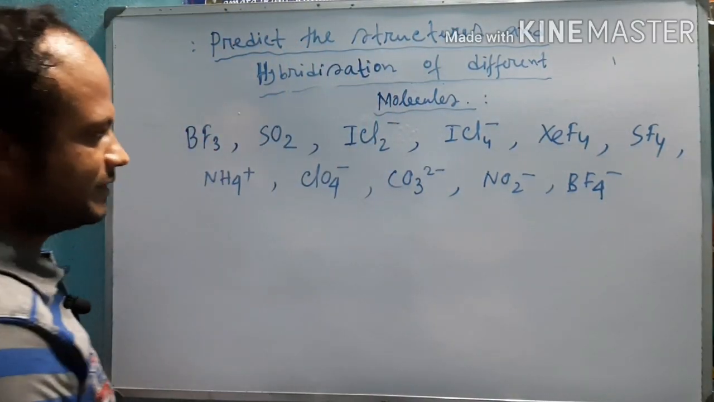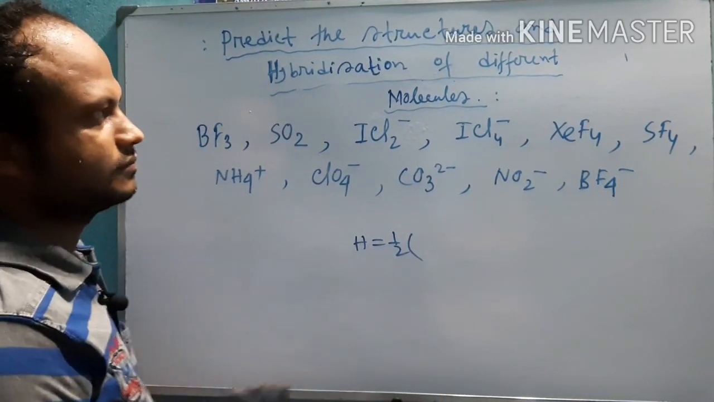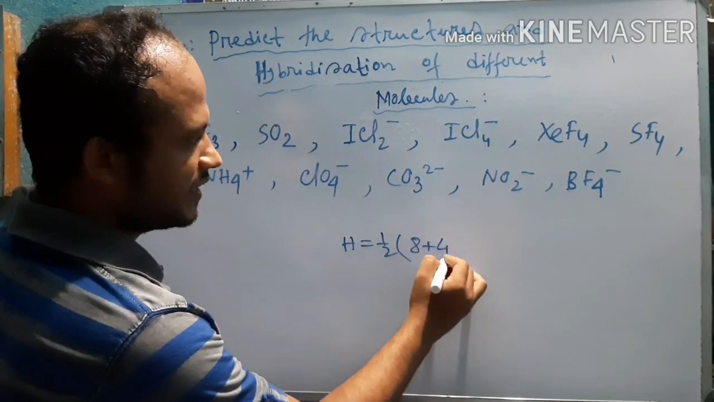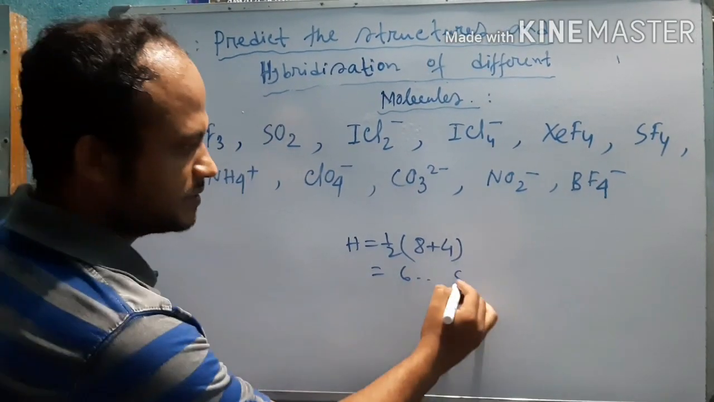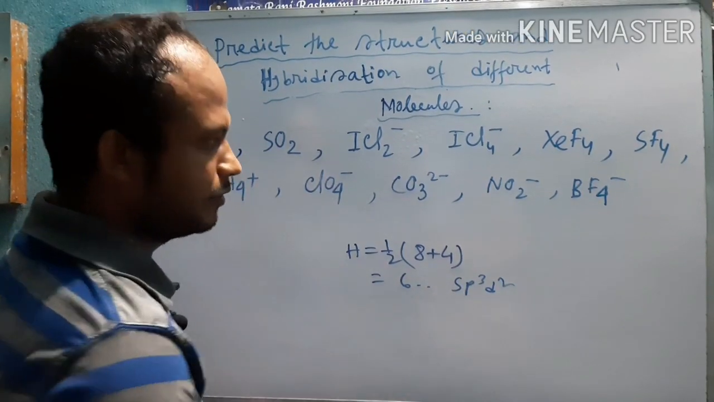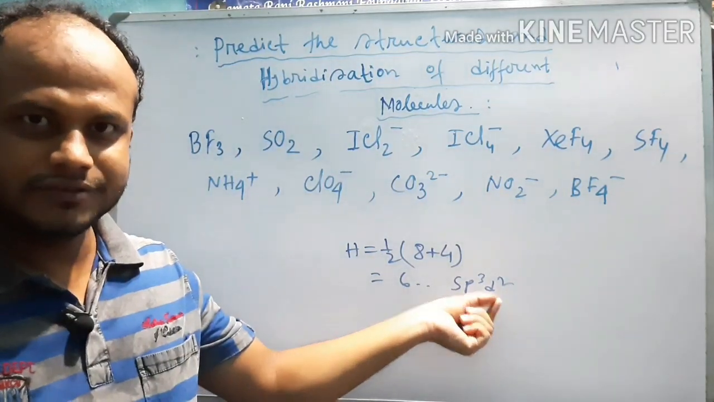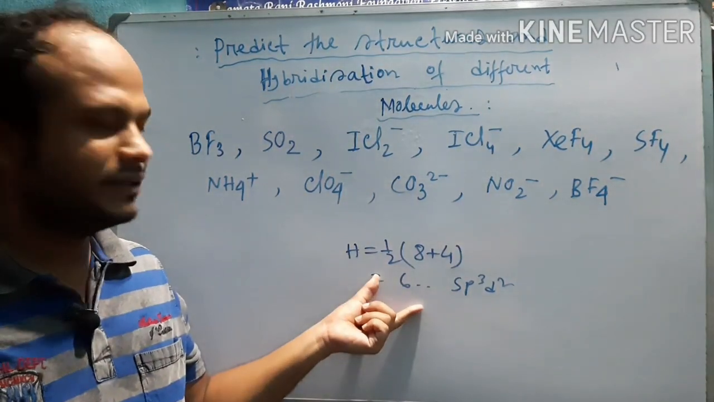If we use the formula, H equals half, the valence electrons of xenon is 8 plus 4 fluorine atoms, that is 6. Okay, 6 means sp3d2. 1 s, 3 p orbitals and 2 d orbitals are involved in hybridization, and that is sp3d2.